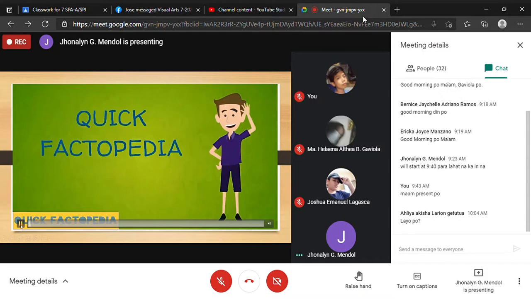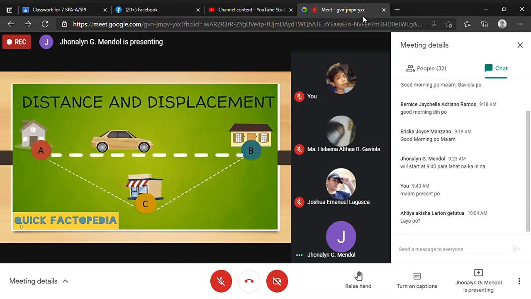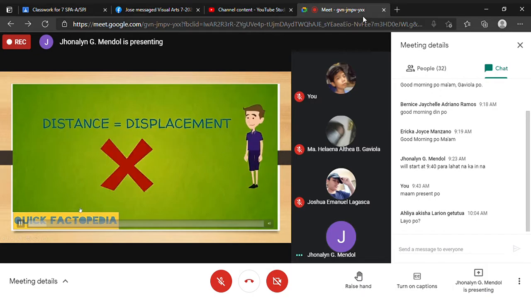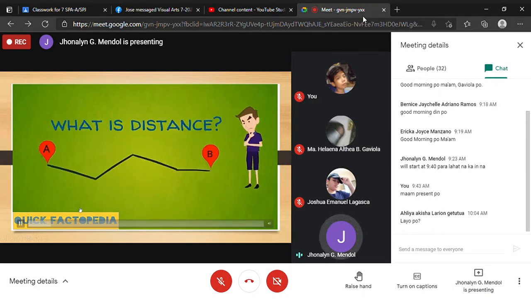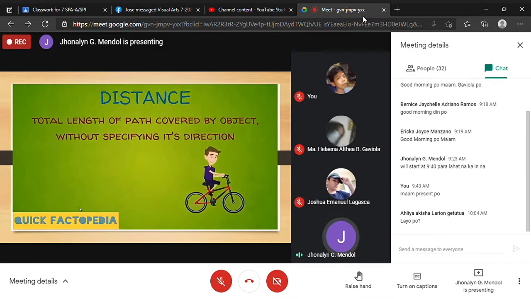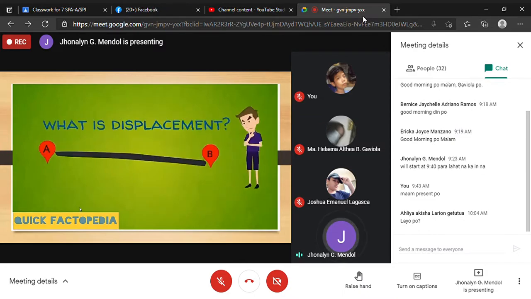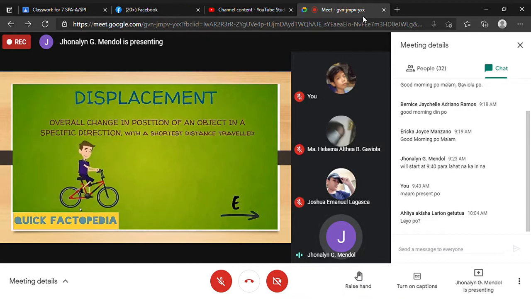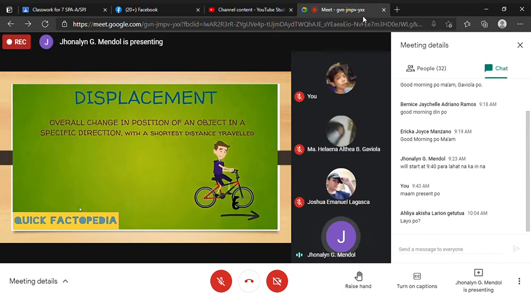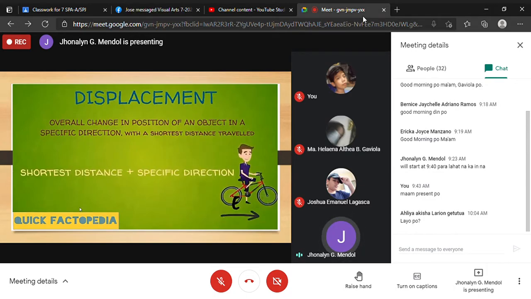Welcome to Quick Factopedia. Today, we will learn about what is distance and displacement. A lot of you will say both are the same thing, just different words. But no, it's not. So let's know first, what do you mean by distance? It is the total length of path covered by an object without specifying its direction. Then, what is displacement? It is the overall change in position of an object in a specific direction with the shortest distance traveled. Or let's say in simple terms, it is the shortest distance traveled in a specific direction.